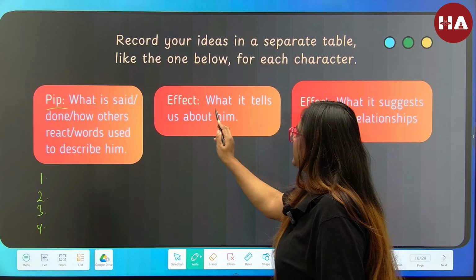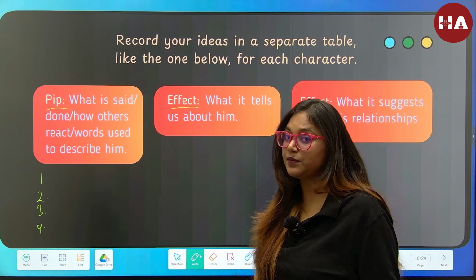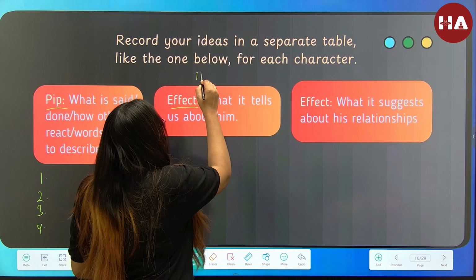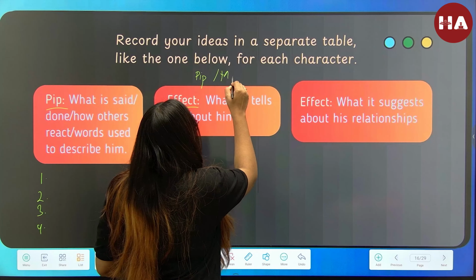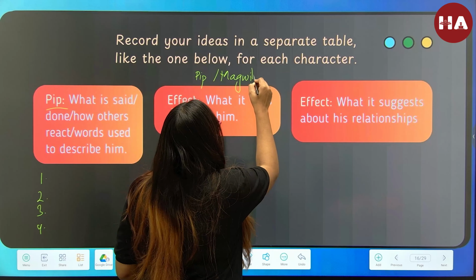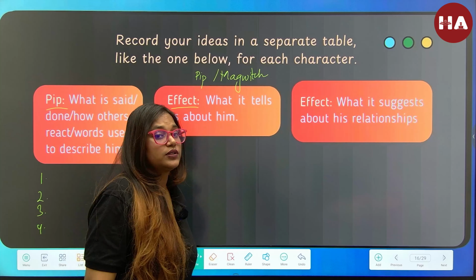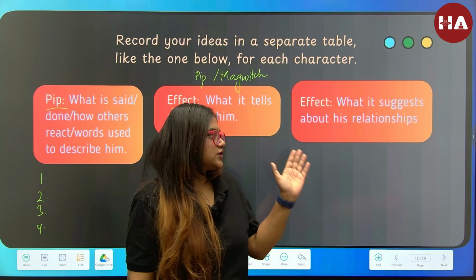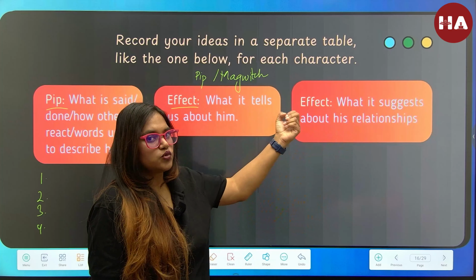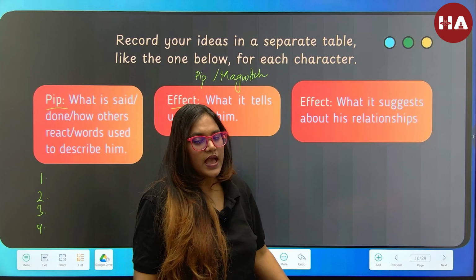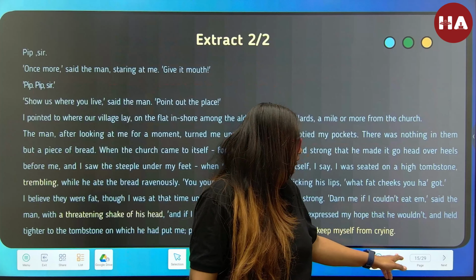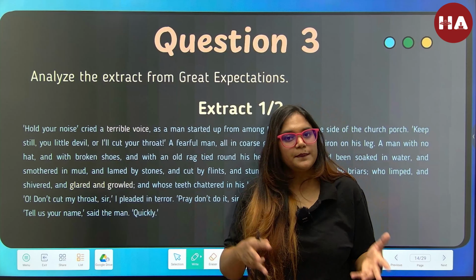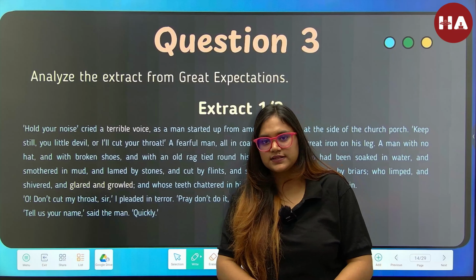Write about the effect, what it tells us about his personality, whether it be about Pip or about Magwitch. Two characters are there in that extract. And then write about the effect, what it suggests about his relationship. So the relationship between the two characters you are supposed to analyze. All right, I'll show you the extract again and you are supposed to make that table. So I'll get out, please take a screenshot. I will show you the next part.